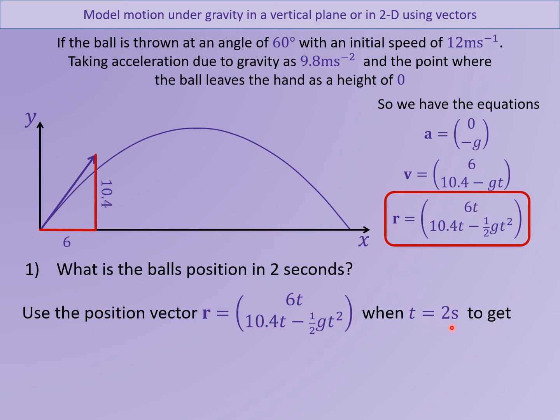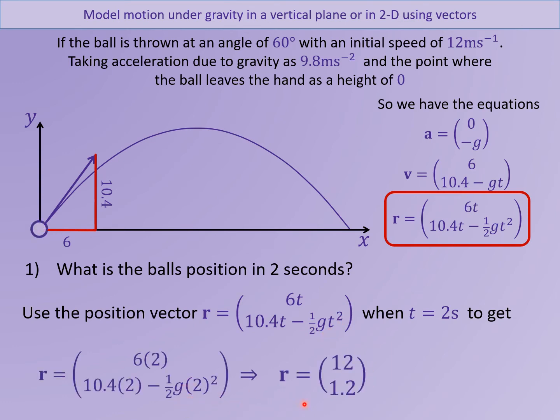all I need to do is put the number 2 in, so 6 times 2 would get me 12 across, and 10.4 times 2 minus a half g t squared, where g is 9.8, I can fill that bit in as well, I would get 12 and 1.2. So after 2 seconds, the ball's going to go up, it will stop there, that's 2 seconds, and we can see it's 12 across, 1.2.